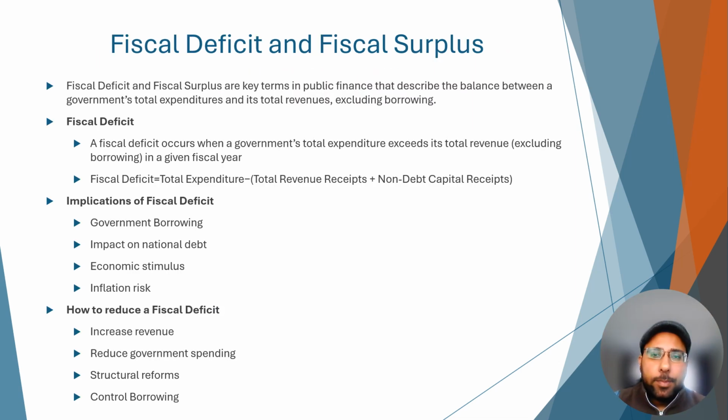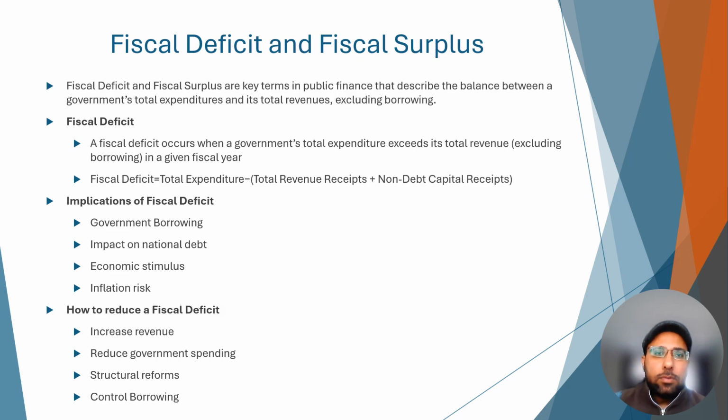Okay, now we're going to be focusing on what a fiscal deficit is and what a fiscal surplus is. These are key terms used in finance. They're used to describe the balance or the difference between a government's total expenditure and its total revenues, excluding borrowing. So this is the difference between what the government spends on public services, infrastructure, social projects, and what it earns via taxes, fees, and other non-debt sources of income within a fiscal year.